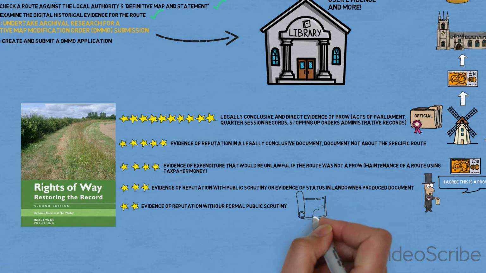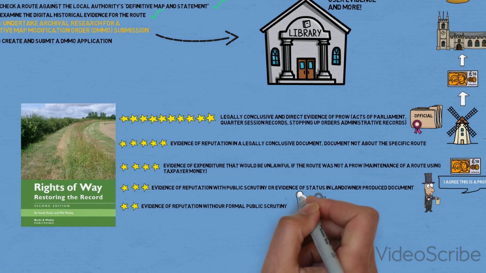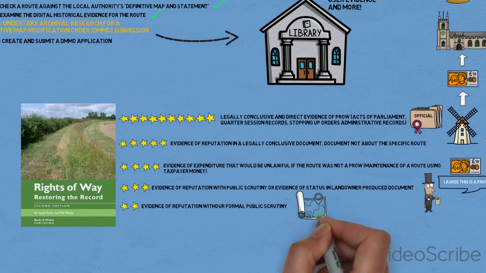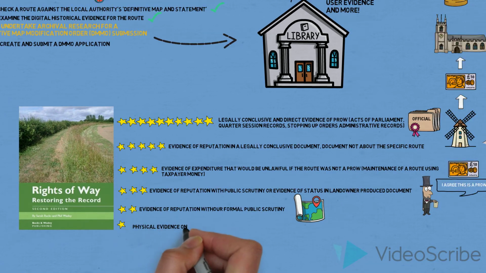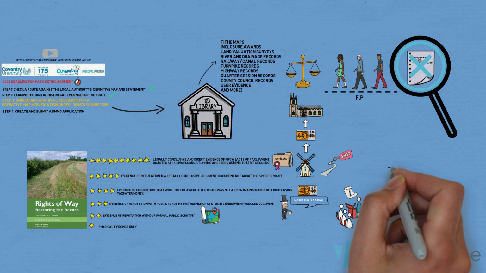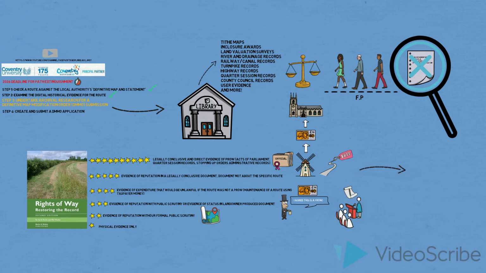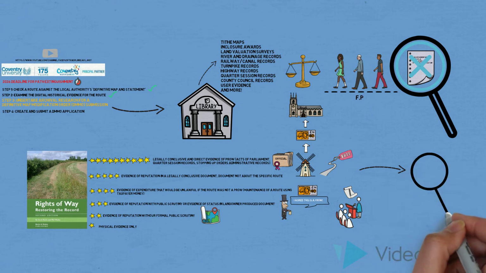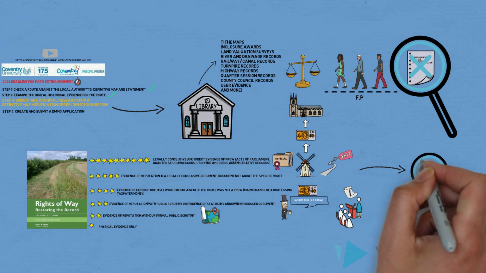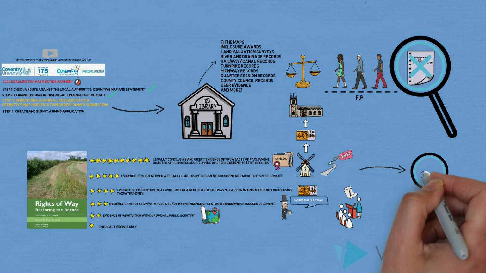2-star evidence is reputable evidence which shows the location of a route. OS maps and maps sold to the public fall into this category, and 1-star evidence refers to a literal depiction or description of the route. The job of the researcher is to find this diverse body of evidence and make sense of it all, showing the local authority that the right of way's legal status is beyond question.